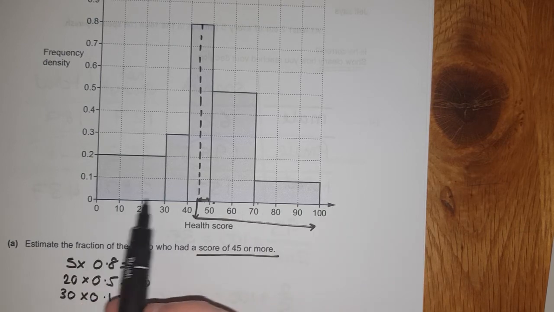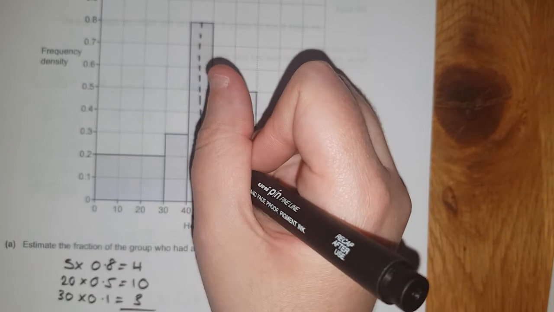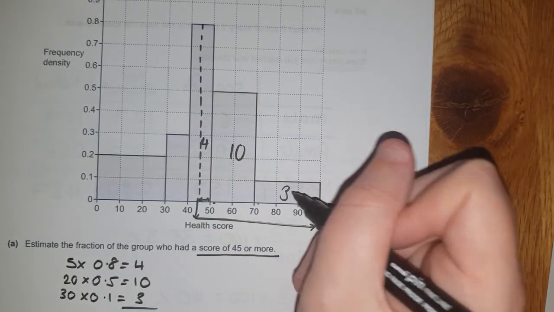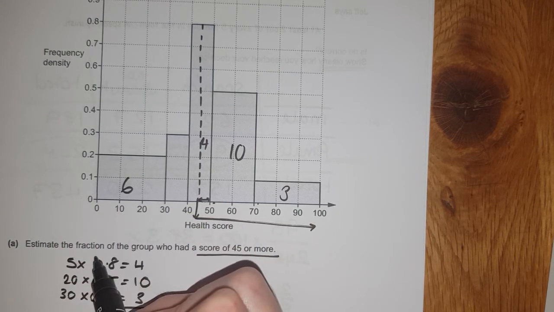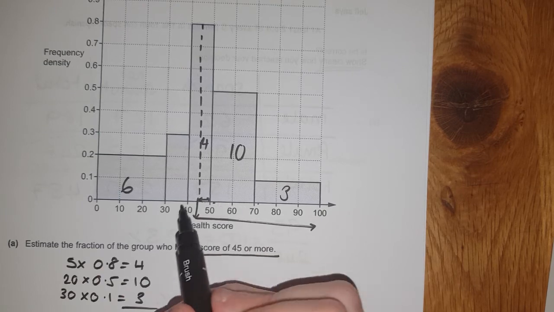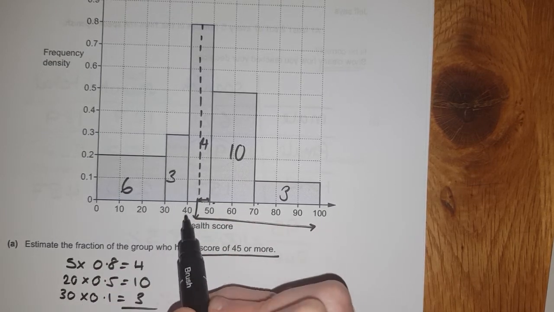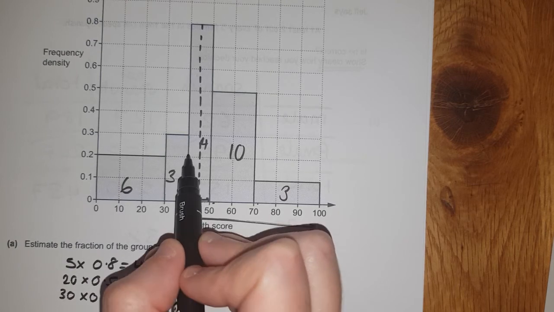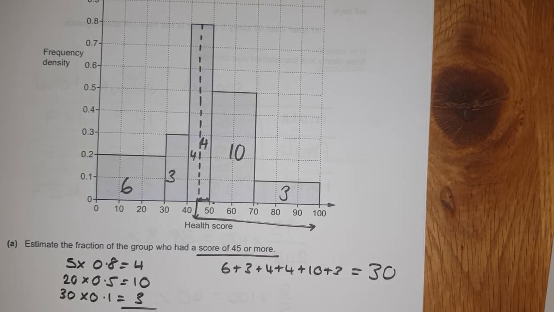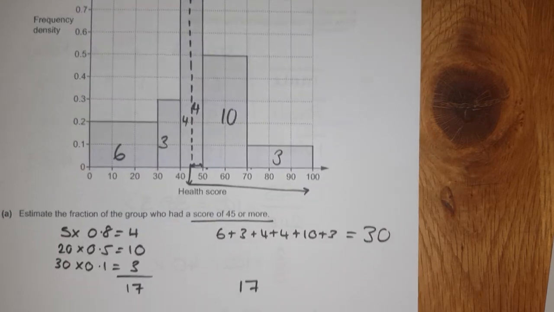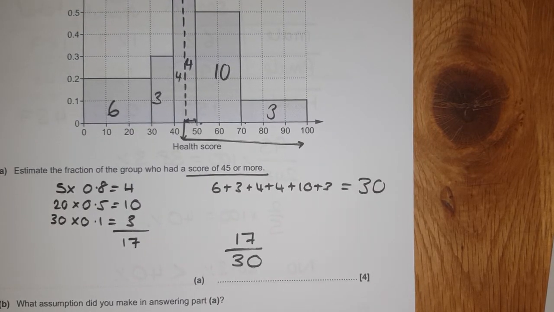If we work out the total amount of people, I know I've got 4 there, 10 there, 3 there. If I work these ones out, I've got 30 times 0.2, which is 6, and 10 times 0.3, that's 3. And then don't forget the other half of this: 5 times 0.8, that's another 4. So altogether, you've got 6, 3, 4, 4, 10, and 3. That gives me a total of 10, 20, 24, 27, 30. Which means the fraction who scored 45 or more is 17 out of a possible 30 students.